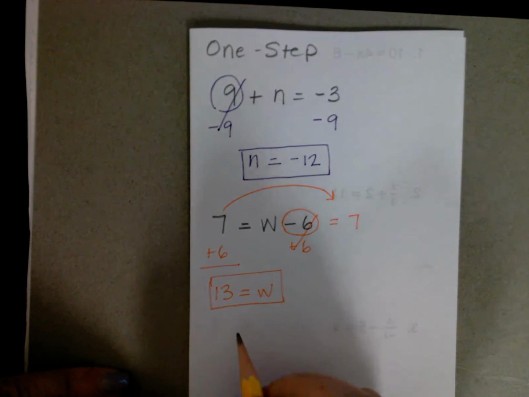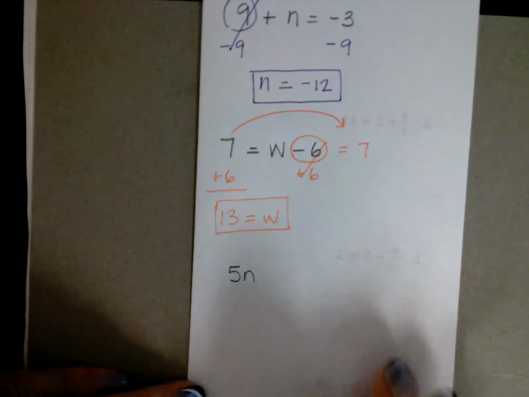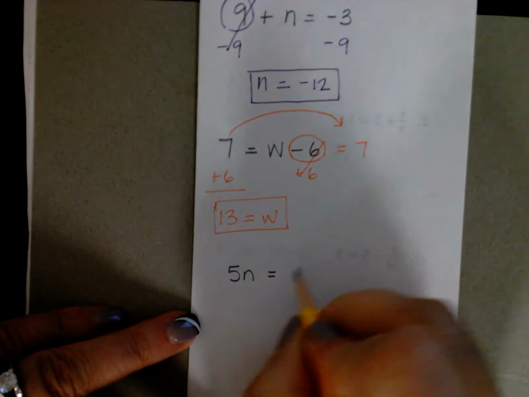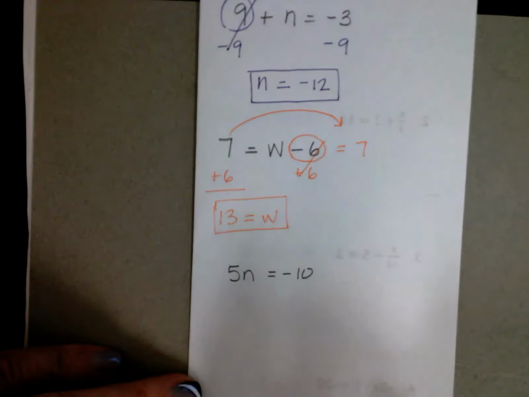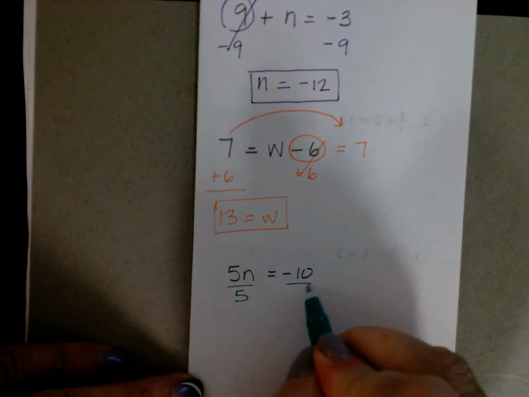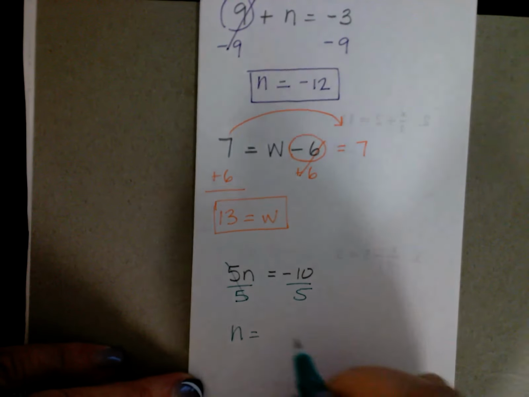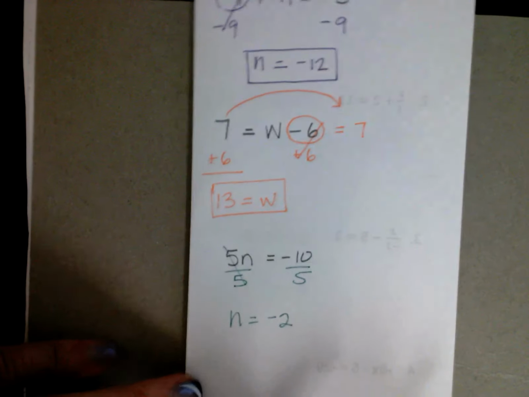When we get a number written next to a letter or a variable, we know that it equals multiplication. So to undo that, we would divide, and n would equal -2.